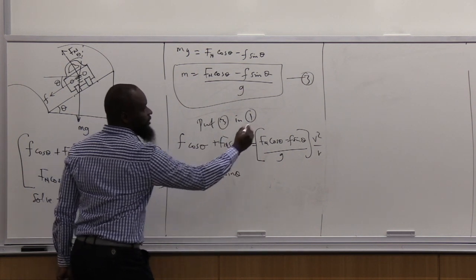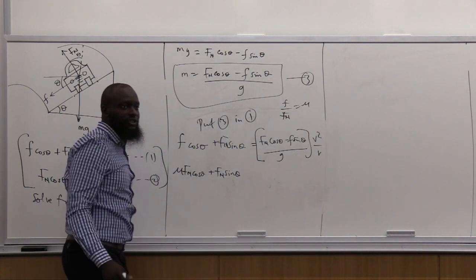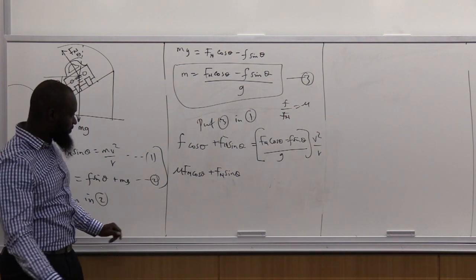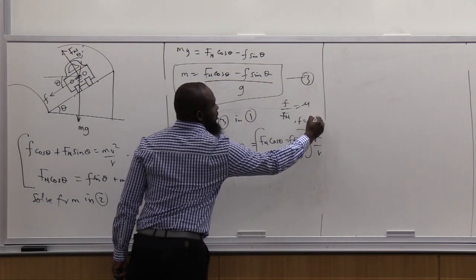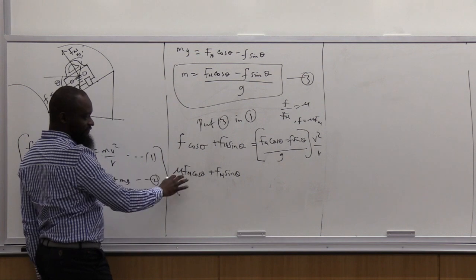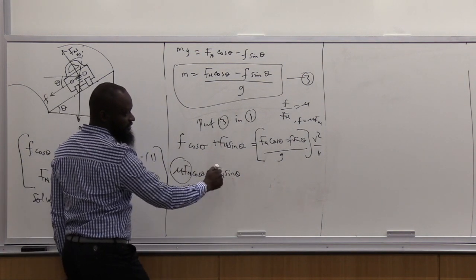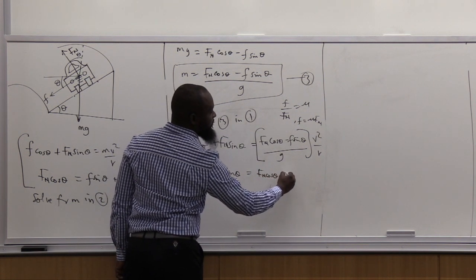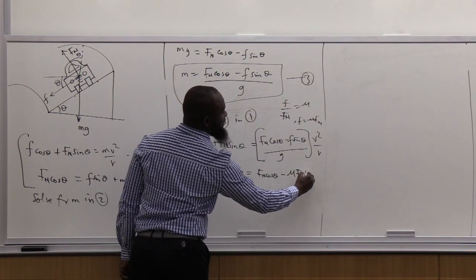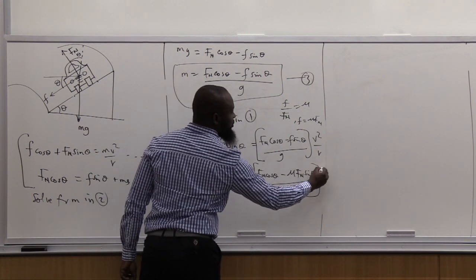I'm doing that because frictional force over normal force is the coefficient of static friction or kinetic friction depending on the situation. So frictional force is mu normal force. So I put that here for frictional force. Plus normal force stays the same. Equals normal force cosine theta minus mu normal force sine theta over g. All this multiplying v squared over r.